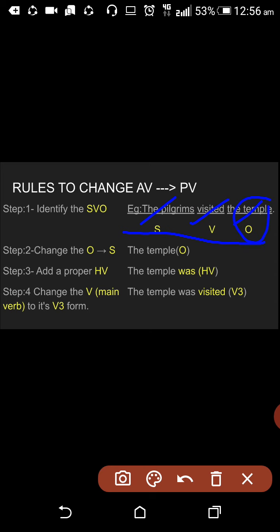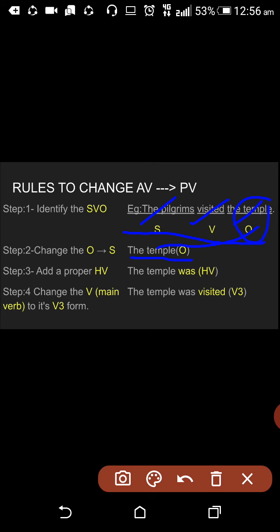So the second step is to change the object to subject of PV. This thing you need to keep in your mind, that we are changing active voice to passive voice. So the object of active voice should come as the subject of passive voice. You need to be very clear in this. The object of active voice is changed to the subject of passive voice, the temple. ஓகே, இங்கே டெம்பிள்ங்கிறது ஆக்டிவ் வாய்ஸில் ஆப்ஜெக்டாக யூஸ் ஆகிருக்கு. அந்த ஆப்ஜெக்டை நான் இங்கே பேசிவ் வாய்ஸ்க்கு சப்ஜெக்டாக கொண்டு வந்திருக்கேன்.